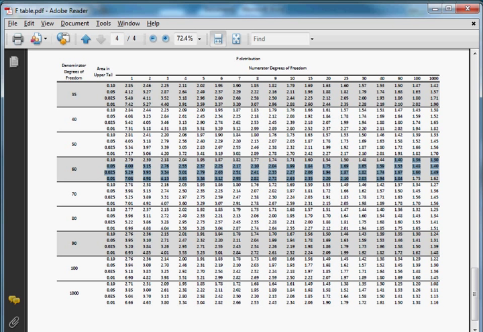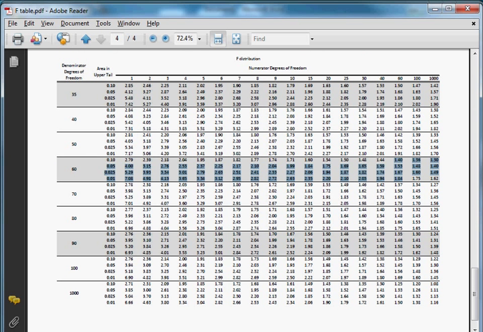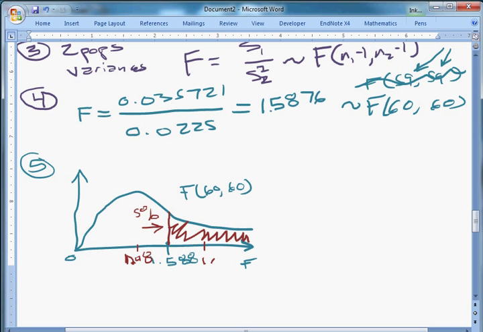Now, we can see here that 1.67 has an area of 2.5% in the upper tail. 1.48 has an area of 5% in the upper tail. Ours is going to fall between those two, right? So we had 1.48 here, the area to the right is 5%, and the other one was 1.67, which has an area to the right of 2.5%. And so our area falls between there. That's our p-value as well as our area.